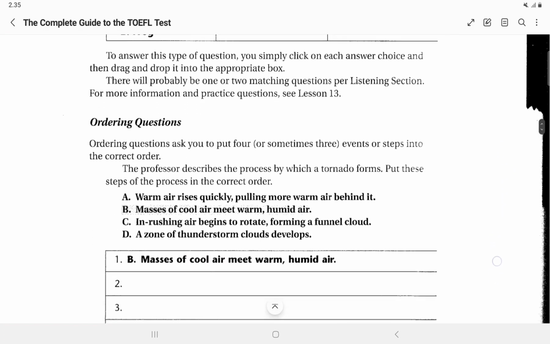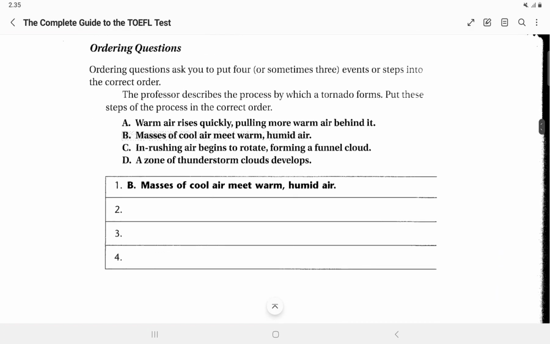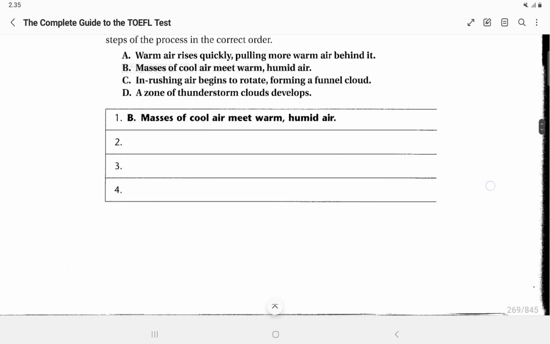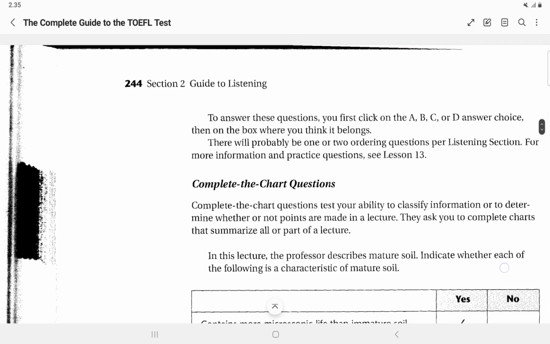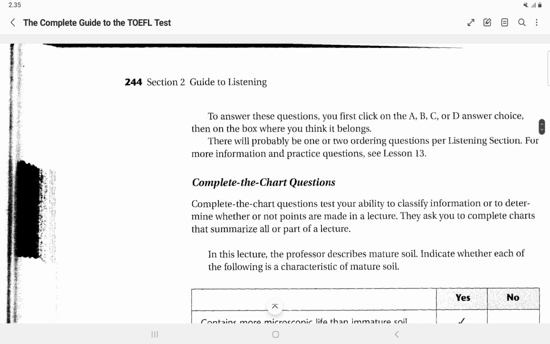Ordering questions. Ordering questions ask you to put 4 or sometimes 3 events or steps into the correct order. The professor describes the process by which a tornado forms. Put the steps of the process in the correct order. A, B, C, D. To answer the question, you first click on the A, B, C, D answer choices. There will probably be 1 or 2 ordering questions.